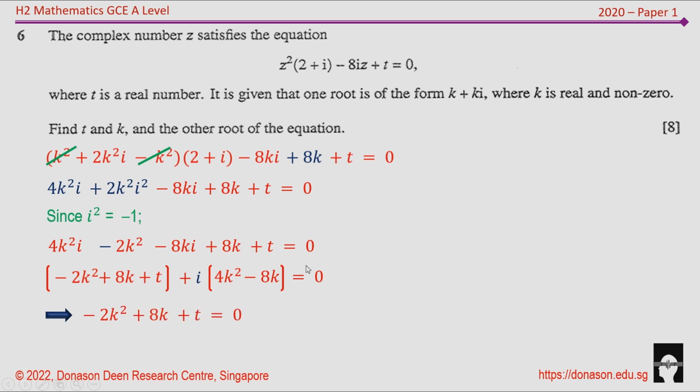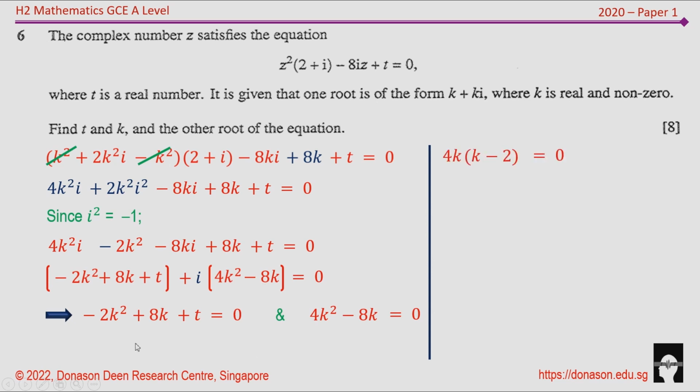So therefore, since the right hand side is equal to 0, of course this must be 0 plus 0i, right? So the real part of the complex number should be equal to 0, which means minus 2k squared plus 8k plus t is equal to 0. And the imaginary part should also be equal to 0. That means 4k squared minus 8k should also be equal to 0.